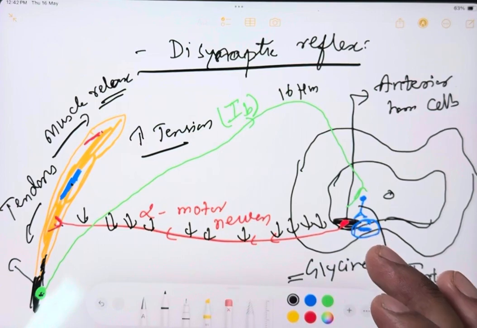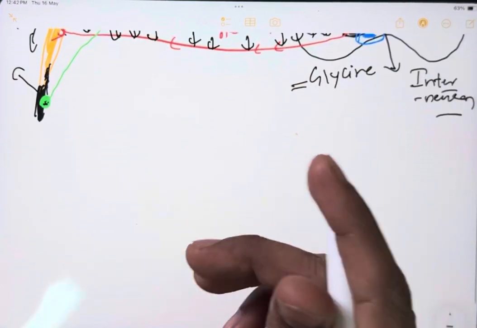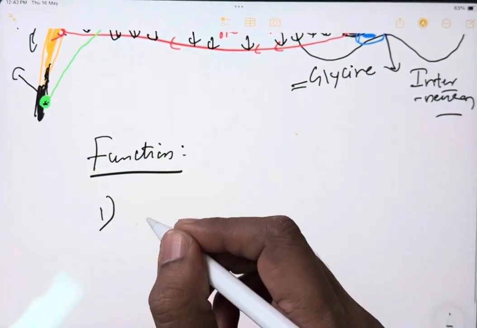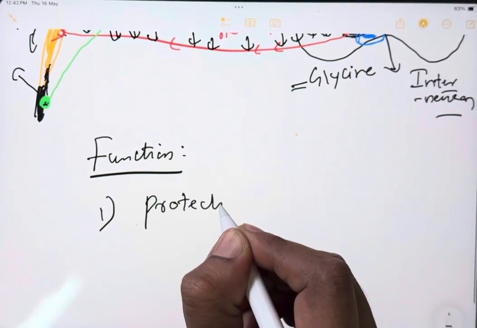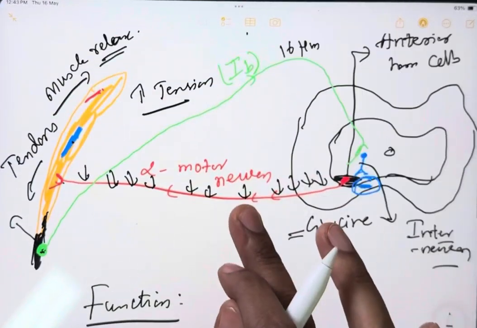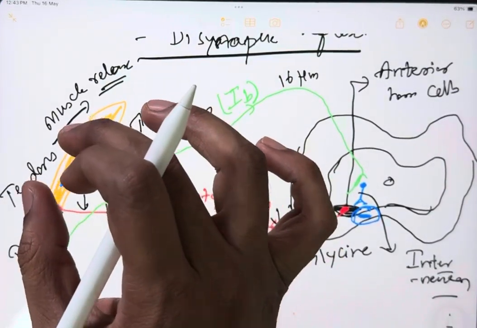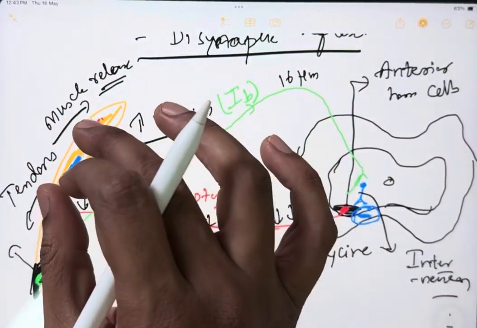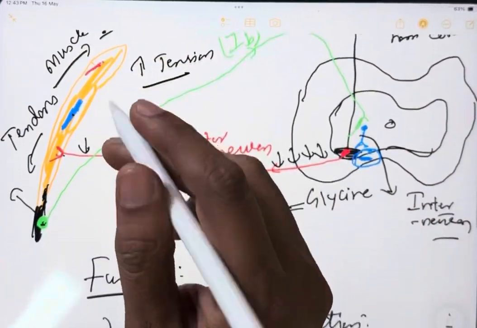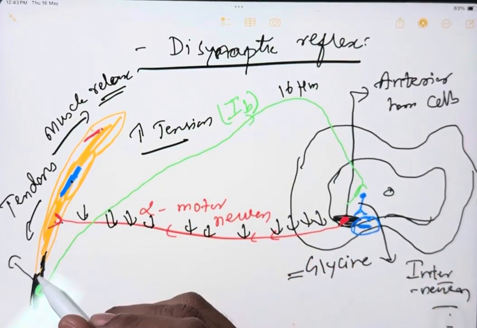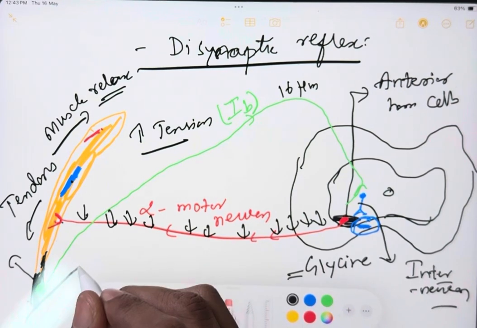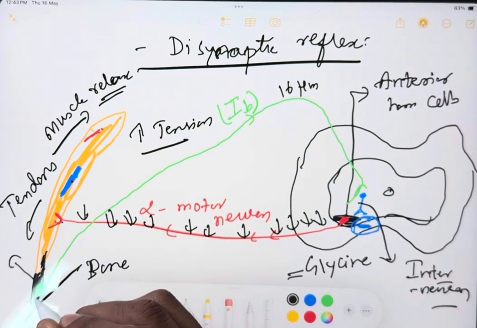So, what are the functions of this Golgi reflex or inverse stretch reflex? It has a protective function. How exactly it has a protective function is, whenever the tension in the muscle is too much. Suppose a muscle is bearing a weight and the tension is very high, then the tendon which is attaching the muscle to the bone, suppose there is a bone here and the tendon is attached here.